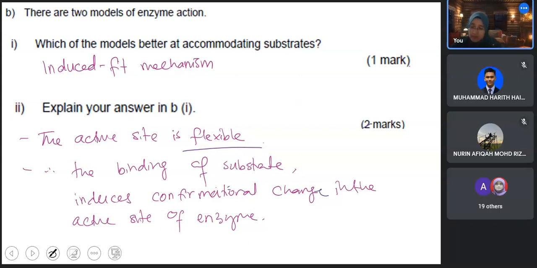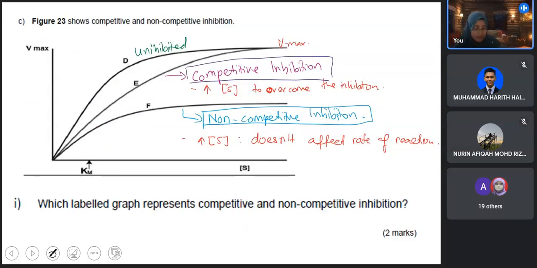So the next question, it gives you a graph which is figure 23, shows competitive and non-competitive inhibition. Basically in this graph there are 3 different reactions. For the first graph, which is D, it shows you the reaction that is not inhibited by any inhibitors. So the reaction can occur normally. The rate of reaction is high and reaches maximum velocity really quickly.